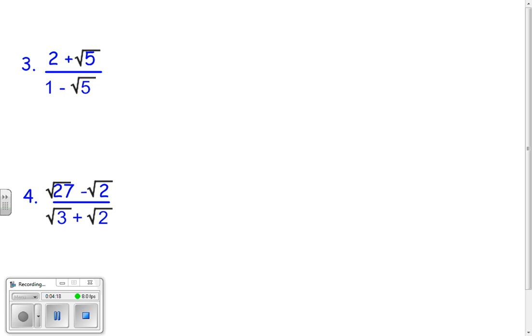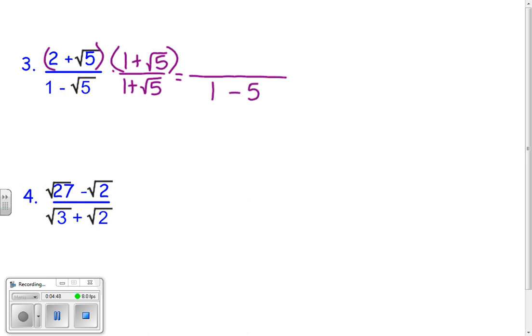Number 3, we're going to multiply top and bottom by the conjugate of the bottom, which happens to be 1 plus the square root of 5. So on the bottom first, use the shortcut because they're conjugates. 1 times 1 is 1, and -√5 times a +√5 is a -5. On the top, this one's a lot more complicated than the other two because they're both binomials. You're forced to FOIL, and there's no shortcut here because they're not conjugates.